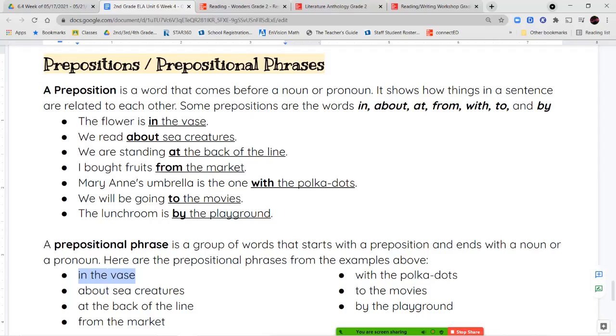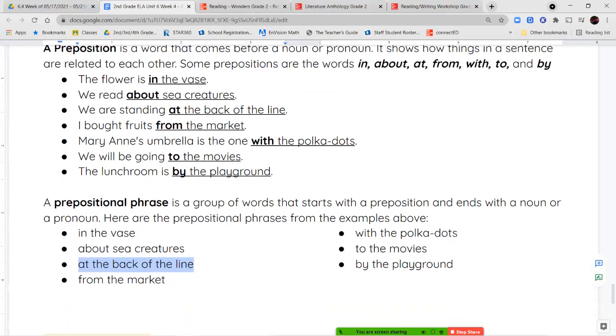Everything in between those two, including those words, is part of a prepositional phrase. We read about sea creatures. So about sea creatures is my prepositional phrase. It has my preposition in the start and it ends with my noun. If I say that we are standing at the back of the line, at is my preposition, line is my noun. So that and all the words in between are my prepositional phrase, at the back of the line. We bought fruits from the market. From the market becomes my prepositional phrase.